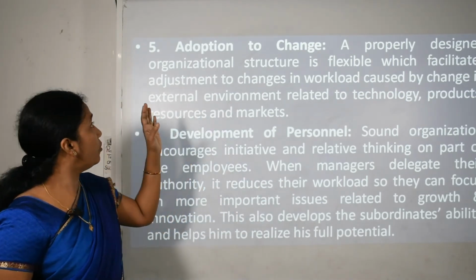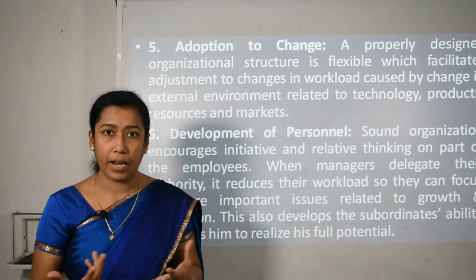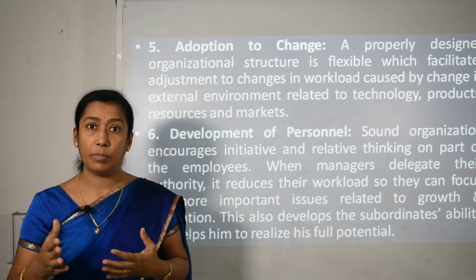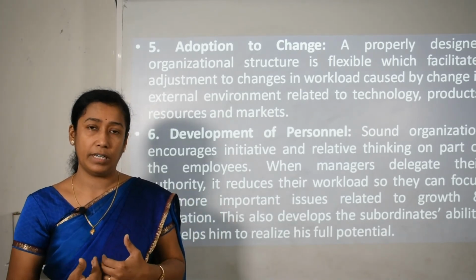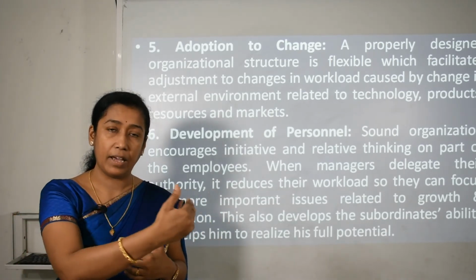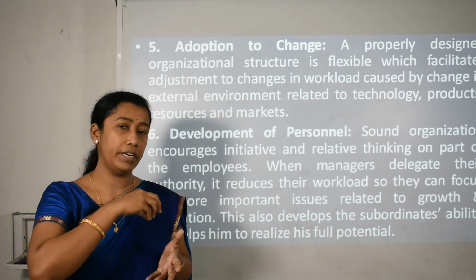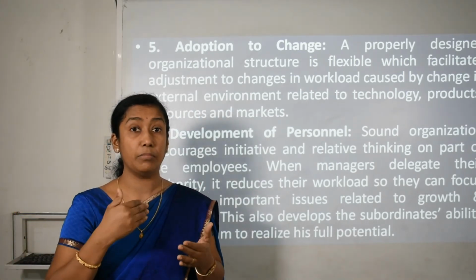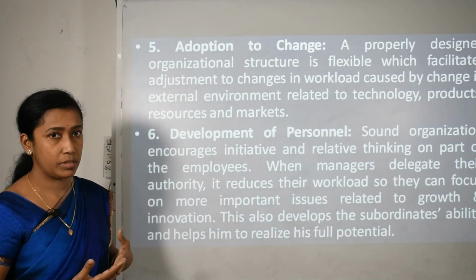Fifth is adaptation to change. That means, as we say, business is a very dynamic world, okay. The business environment keeps on changing. So each and every organization or firm must have adaptability. Adaptability means according to changes in the business environment, they must be very flexible in making the changes. That means dynamism must be there.